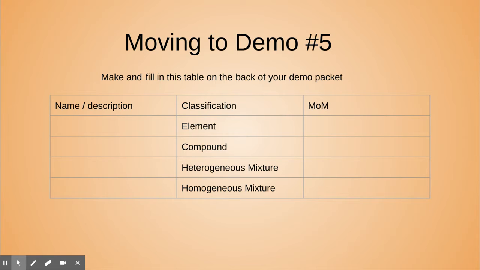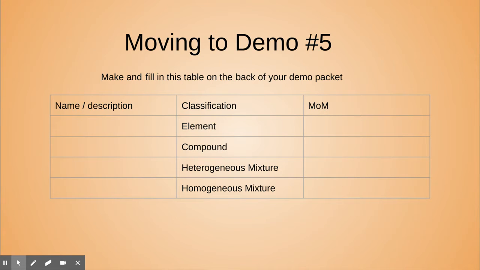So we've got the 4 classifications. For each one, I want you to come up with what type of name would tell you that it's an element, and then how you draw the MOM diagram for an element. I'm not going to worry about states of matter right now. Same thing for compound. What would you see in the name of something that would make you think it's a compound, and then how you draw the MOM diagram. For heterogeneous mixture and homogeneous mixture, I want you to describe what would be present, and a little bit more to be able to distinguish between the two, and then draw a MOM diagram for it.